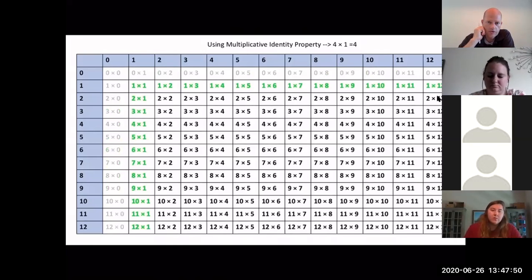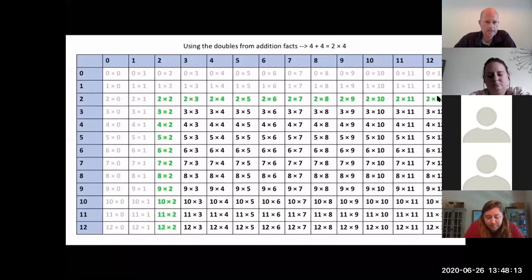Next, we're going to do the multiplicative identity property. If you have 4 times 1 or 1 times 4, anything times 1 is itself. You can think about that using the multiplicative identity. So we're eliminating sets of facts by using rules. There are several rules that can eliminate most of the facts here, which makes them a little bit easier to memorize.